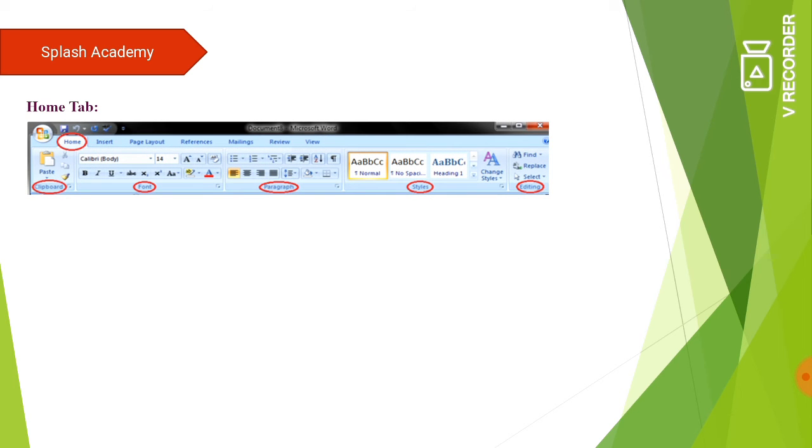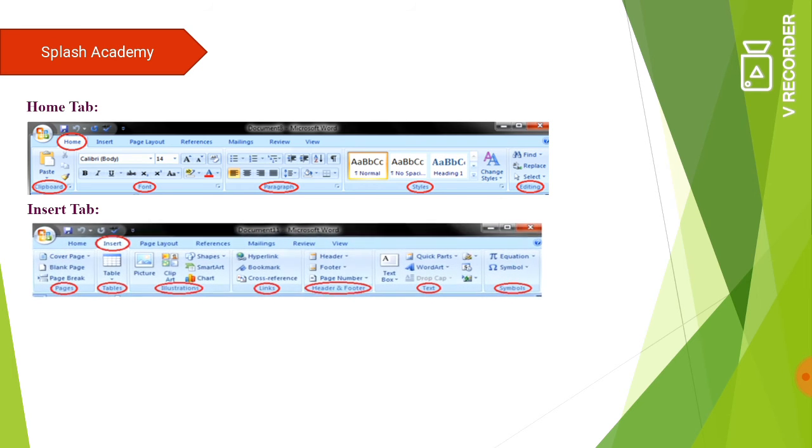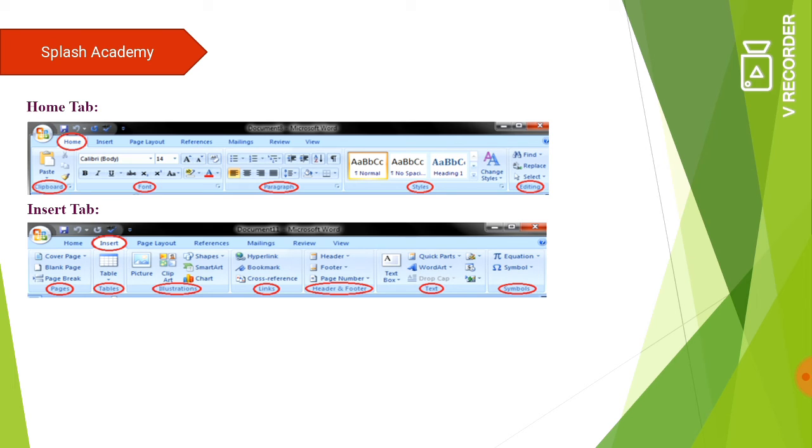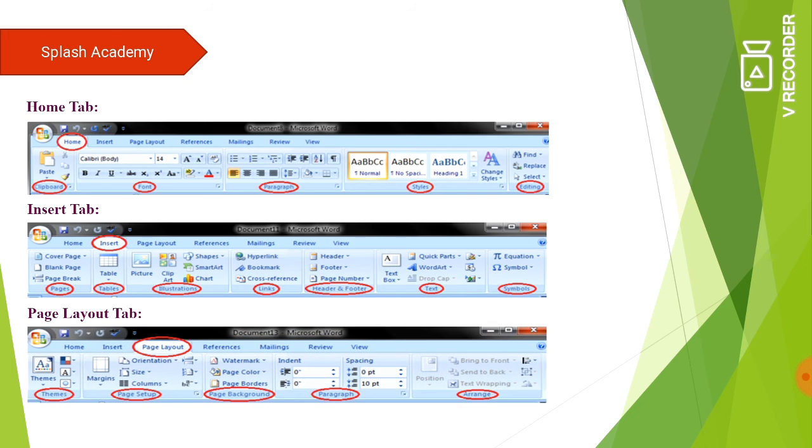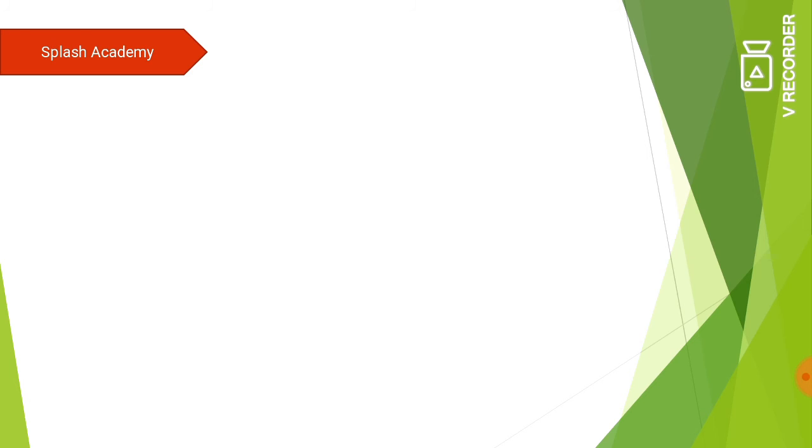What groups are present in the home tab? The circled part, can you see? Clipboard, font, paragraph, styles, editing. Next comes the insert tab. Under the insert tab, what groups are there? Pages, table, illustration, link, header and footer, text, symbol. Page layout tab: themes, page setup, page background, paragraph, arrange. These are the groups present under the page layout tab.